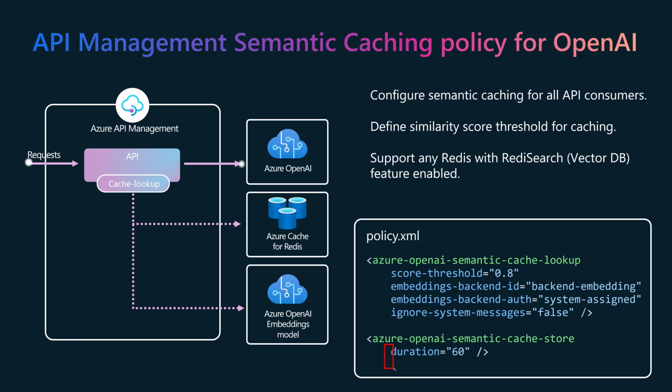Another configuration here is the duration for the cache store. So each time we save an object into the Redis cache, we can specify its TTL, or time to live. This will be expressed in seconds. So if you put here 60 seconds, this means that's 1 minute. After 1 minute, that response or that object will be deleted automatically.